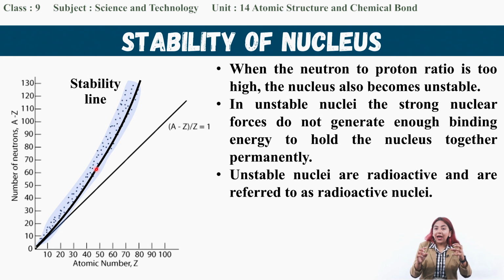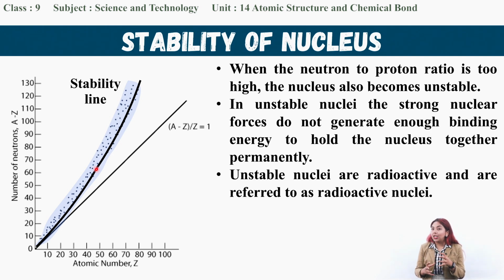Yes, it binds the protons and the neutrons together so that the nucleus is stable. But in unstable nuclei, this force, the strong nuclear force, does not have enough energy to hold the nucleus together permanently. So what happens is that the unstable nucleus dissociates, and while dissociating, it releases radioactive substances or radiations. That's why unstable nuclei are also called radioactive nuclei.